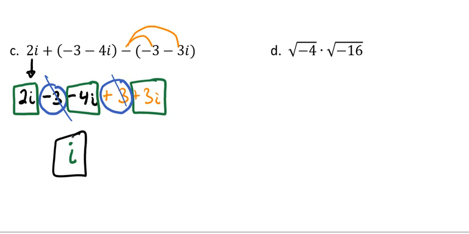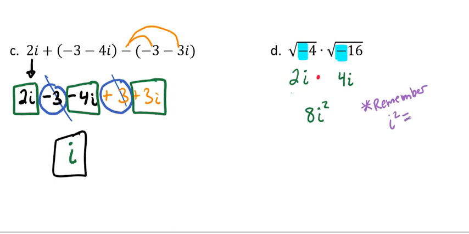Let's do this next one. Here, we need to simplify. The square root of 4 is a perfect square, but because it's negative on the inside, we write that as 2i. It's a 2 because the square root of 4 is 2. We've been told that we're going to be multiplying. The square root of 16 is 4, but because there's a negative on the inside of the square root, that's going to be 4i. Then 2i times 4i: 2 times 4 is 8, and i times i is i squared. Something to remember is that i squared is worth the value negative 1. So here we have 8 times negative 1, which gives us an answer of negative 8.